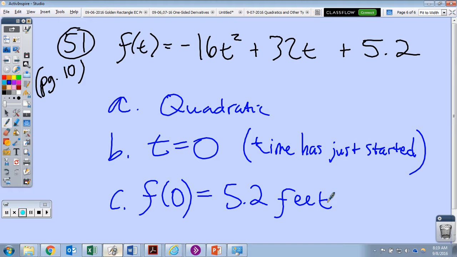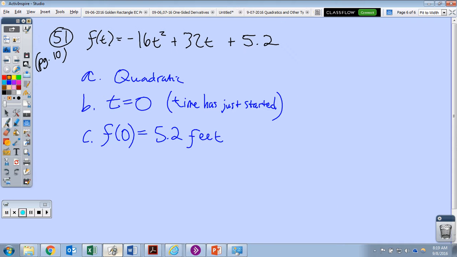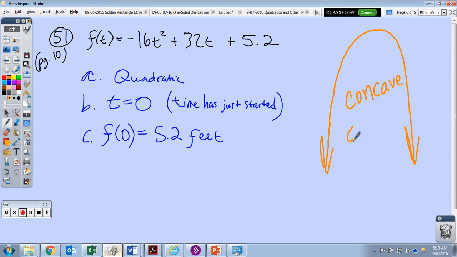And one last thing, what would the shape of this graph look like on an XY plane? It'd be concave down. Yep. We call this concave down. Again, that's because this coefficient right here is negative.